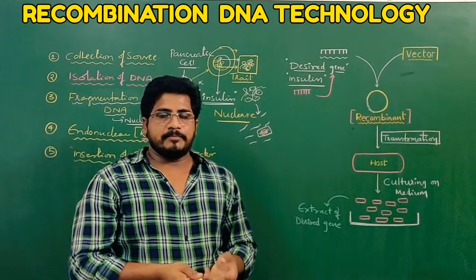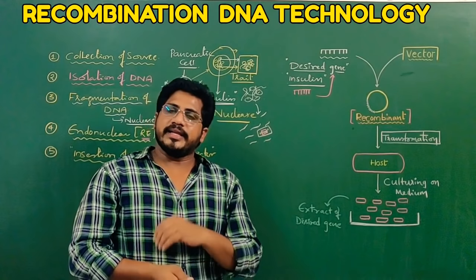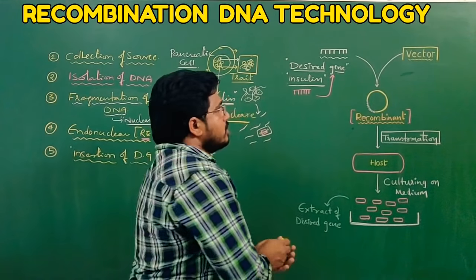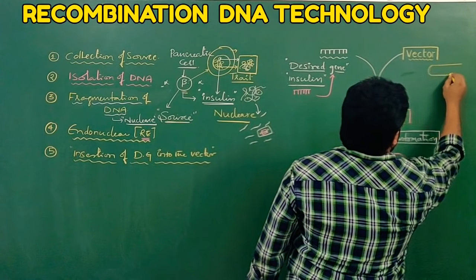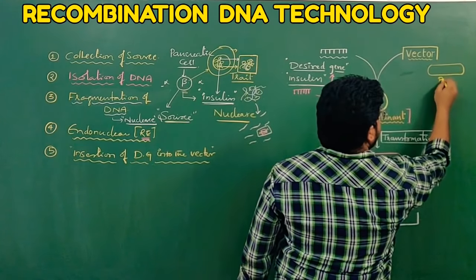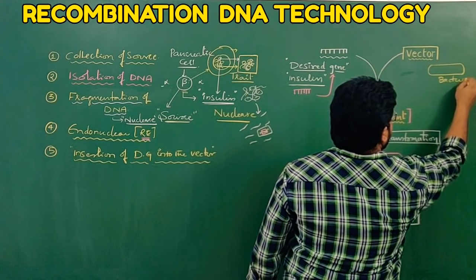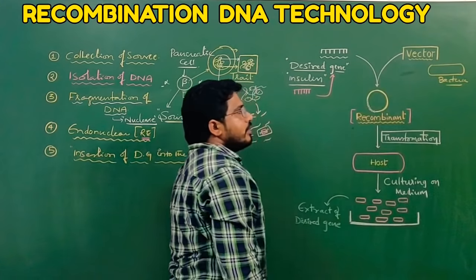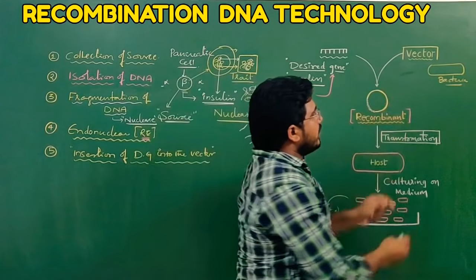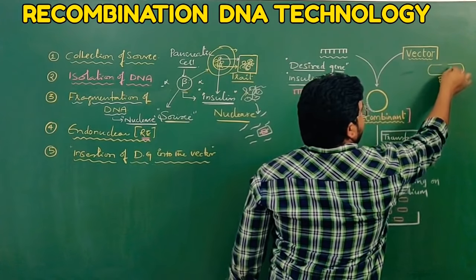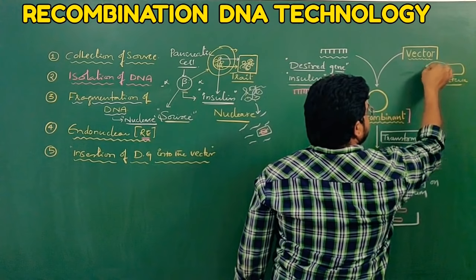So many vectors are there. Bacteriophages are also vectors. Yeast is also a vector. Some artificial vectors are also there. If we take the vector from a bacterium, in the case of a prokaryote, then again we have to use lysozymes there. Then only the bacteria will be broken up and the plasmid inside will come out.